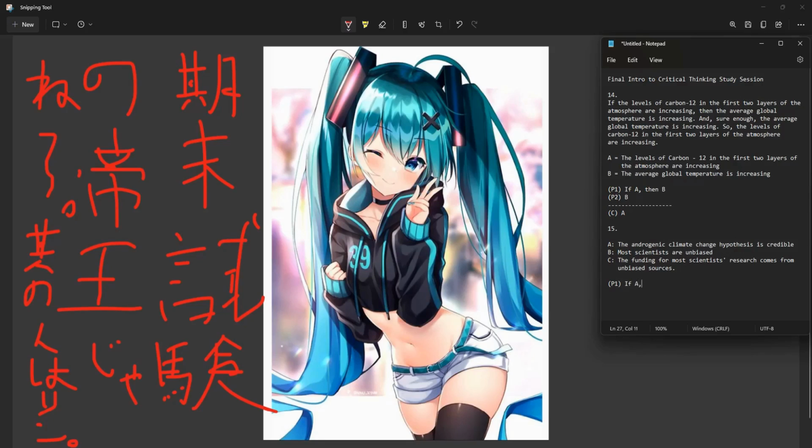P1 is if A, then B. P2 will be if B, then C. And then P3 will be not A, therefore not C. P4 will be not C. Conclusion will be not C. Now, if you already know this, you know you can't have this, because P1 and P2 will just become the following. If A, then C. Not A does not mean not C.